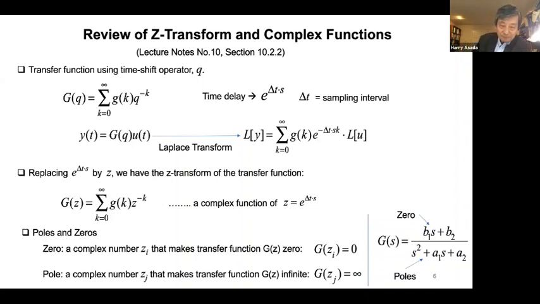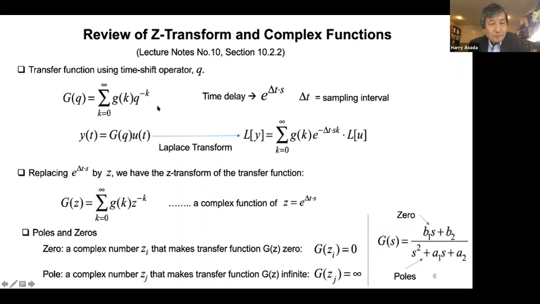So now that's actually a quick summary. However, going through the real math, you need to review or study a few new things. So let me just go through it quickly. This particular page is from lecture note number 10, section 10.2.2. The transfer function using a time shift operator, or basically a transfer operator, GQ, is the expression using the impulse response, right? Not the finite, but the infinite impulse response, using Q minus K.